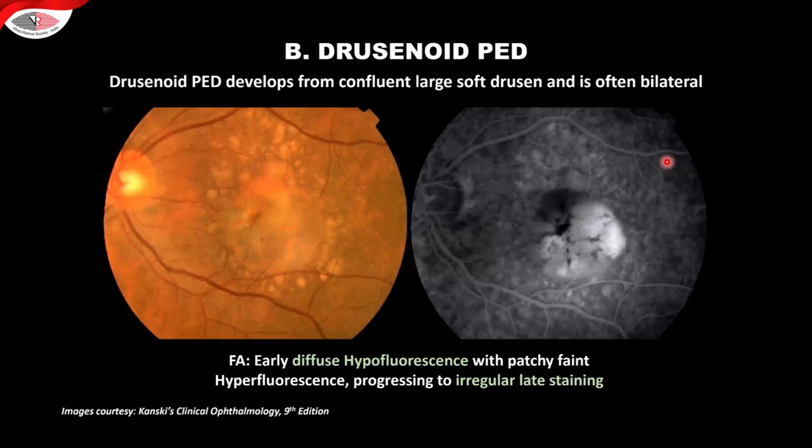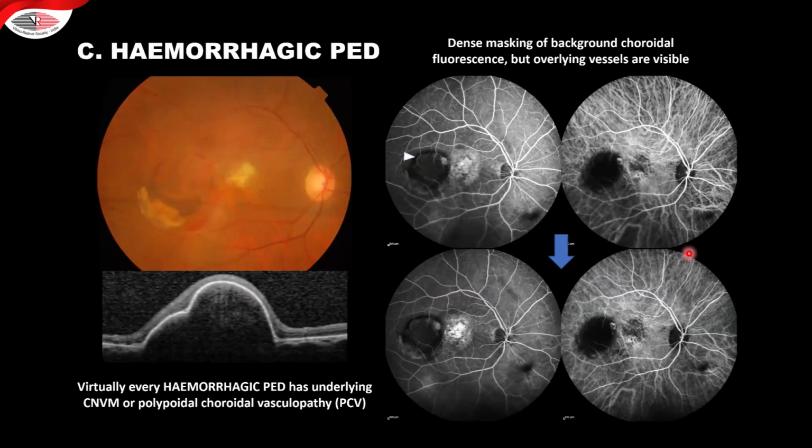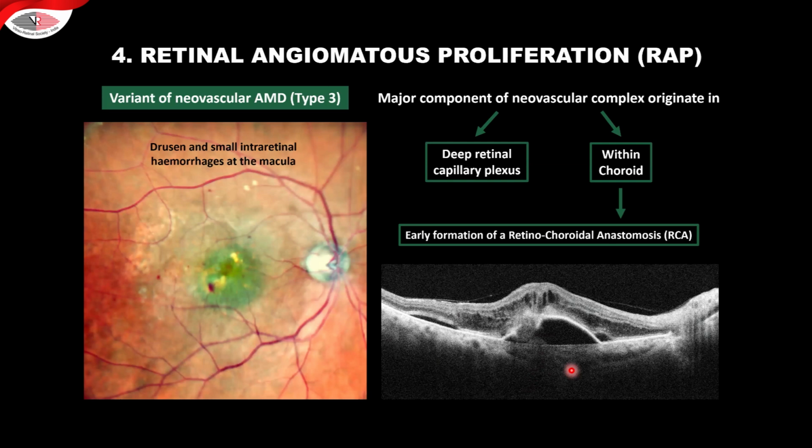Then there is a drusenoid PED, which will have early diffuse hyperfluorescence with faint hyperfluorescence progressing to irregular staining. It will not take that classic convex shape, but would take an irregular type of fluorescence pattern. The hemorrhagic PED may not show you a lot of fluorescence because it's filled with hemorrhage inside, and the pooling will not be seen as easily. You correlate it clinically, and nowadays with OCTs, you can make out the exact situation.